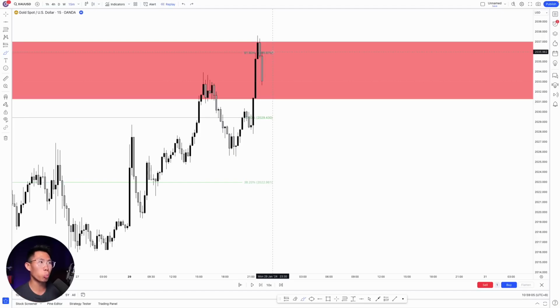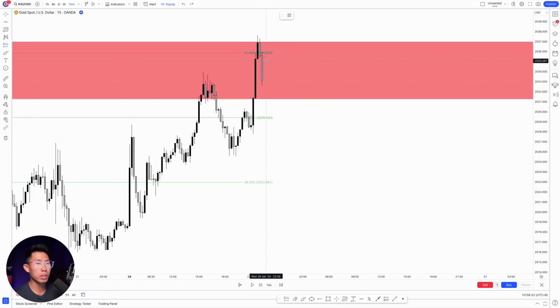So now the sellers are starting to take back control of the price. Remember, if price wanted to break past this supply zone, it would create a large bullish candlestick like this, piercing through this supply zone with a lot of momentum and pushing the price up. But instead, price stopped. The buying momentum stopped. Price has shown us that sellers have entered this market and the buyers are losing control of the market to the sellers.